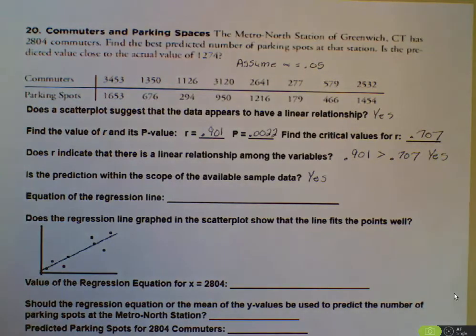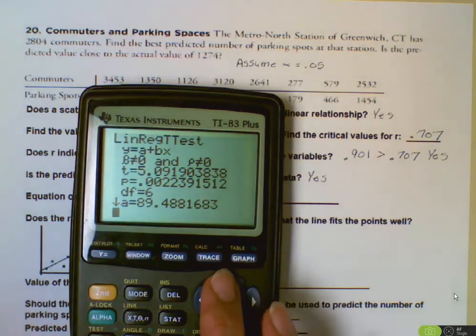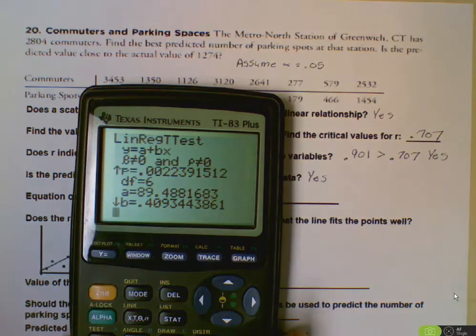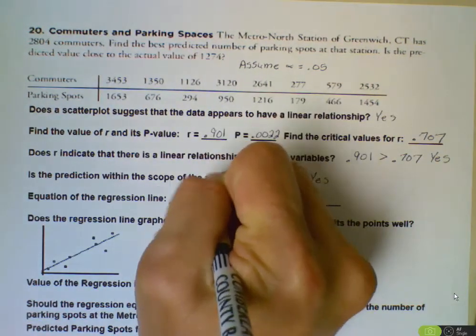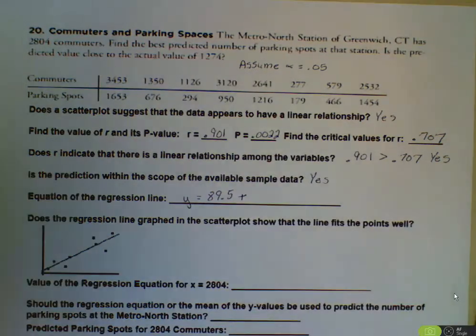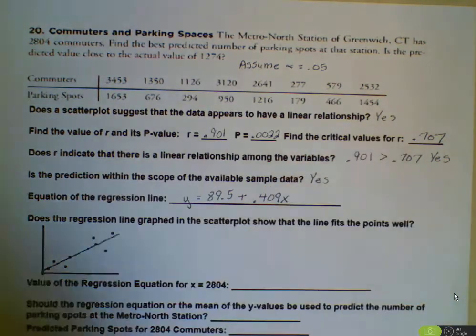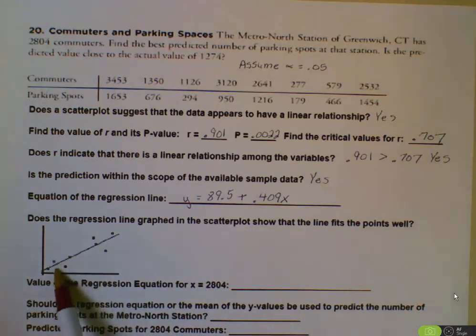The equation of the regression line. I have my values of A and B that I can substitute into the regression equation. A is approximately 89.5. And B, rounded to 3 decimal places, is 0.409. And that's my slope, so that's the coefficient of X. When I graphed that regression line on top of my scatter plot, it looks like the regression line fits that scatter plot very well.